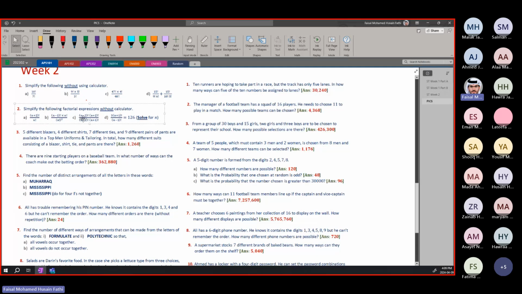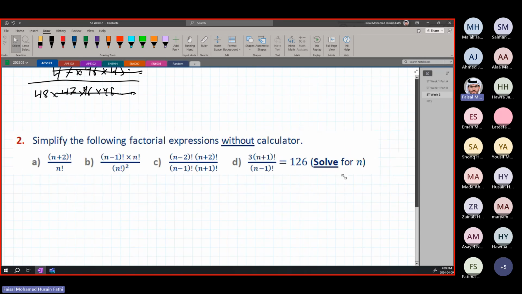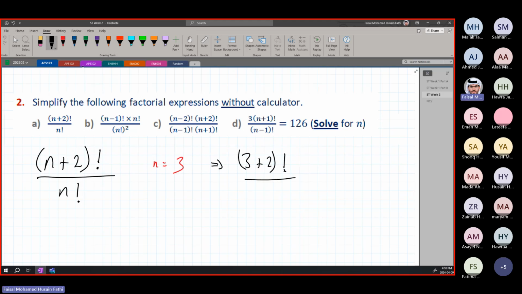I'm also going to skip the second one. Actually, I'll do one question in the second one just in case it comes in the exam, because it's using n. It gives you n plus 2 factorial over n factorial. Simplify this. What I would do is put a random number for n that is not equal to 1. So let's give it the number 3. For n equals 3, it's going to be 3 plus 2 factorial divided by 3 factorial, so this is equal to 5 factorial over 3 factorial.